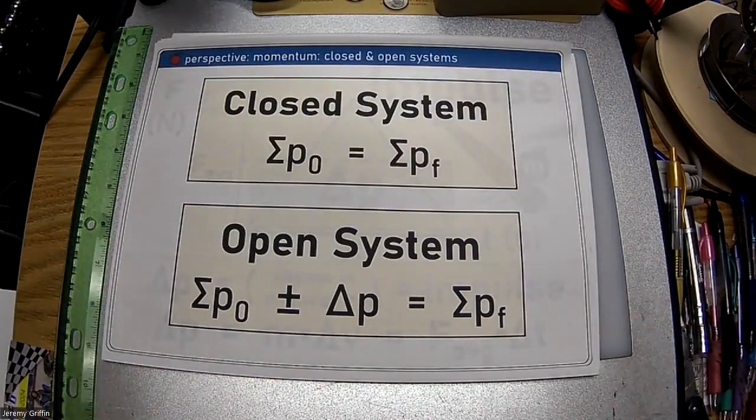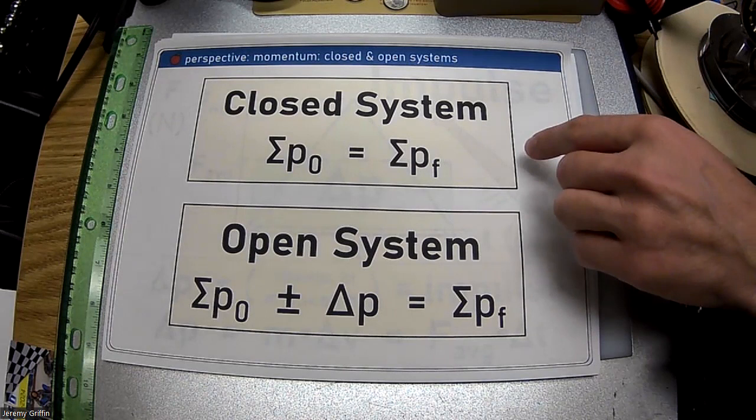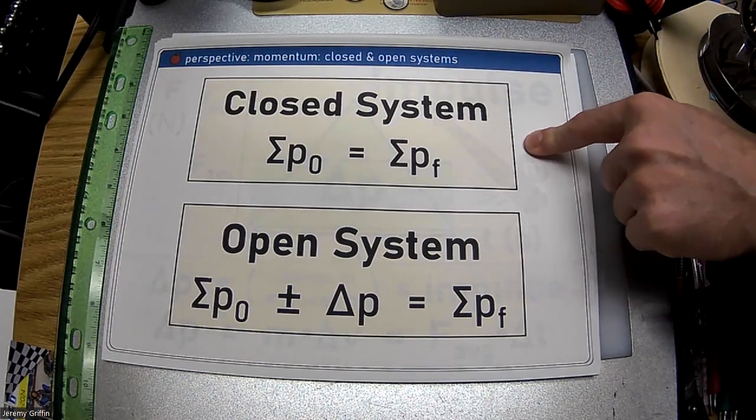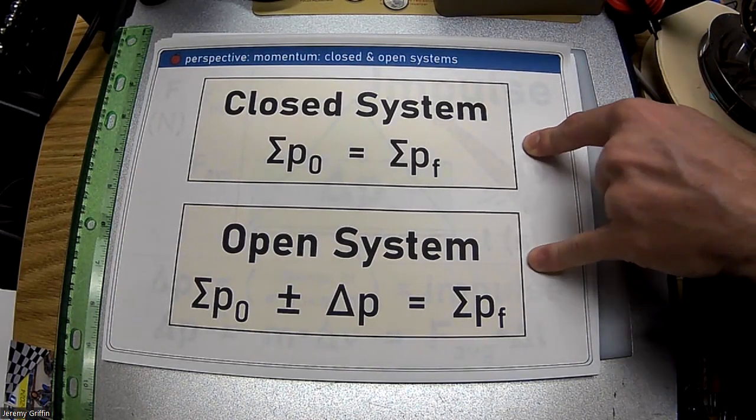Closed and open systems. Here's something that keeps coming back over and over. AP really cares a lot about this, and you guys see different perspectives of what makes something closed or open. Going back over the last few weeks, one definition is whether there is an external force on the object or the system or not. If there's no external force, it could be closed. If there is an external force, it could be open.